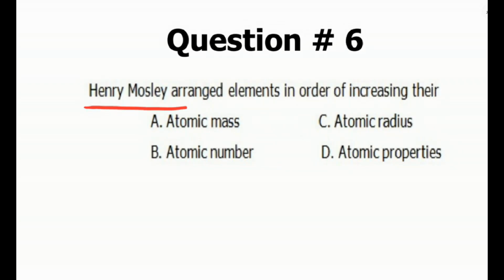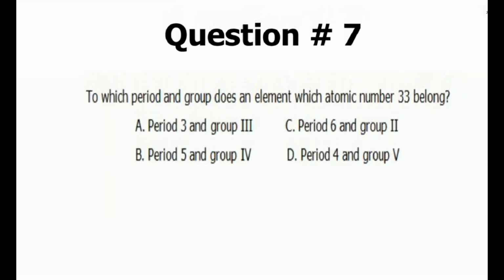Henry Moseley arranged elements in order of increasing their A. Atomic mass? B. Atomic number. C. Atomic radius. D. Atomic properties.